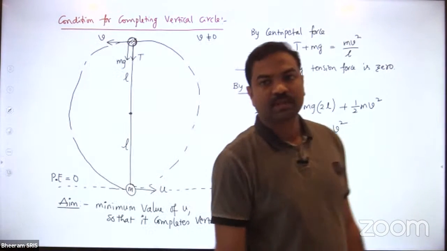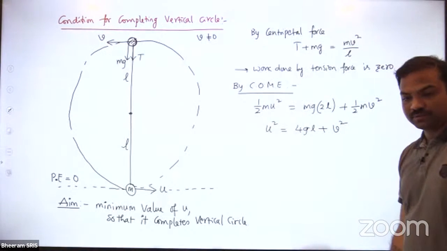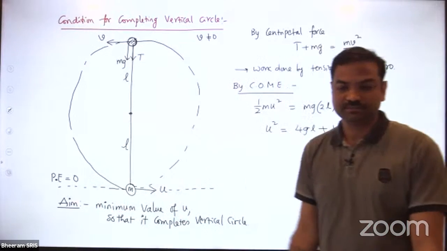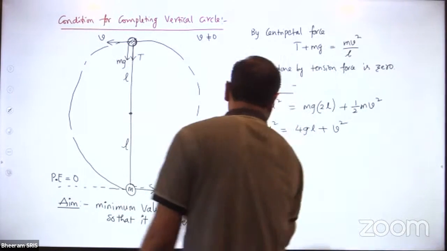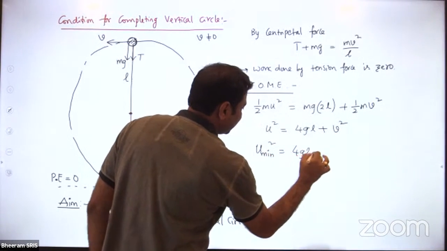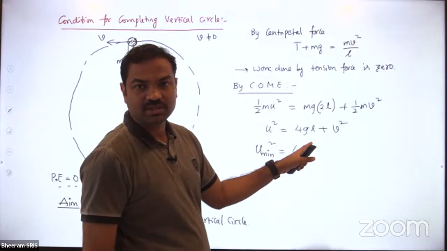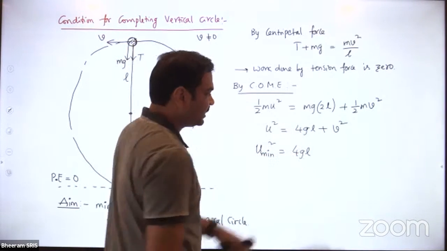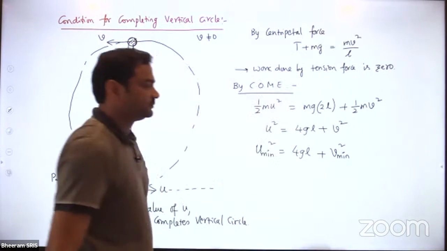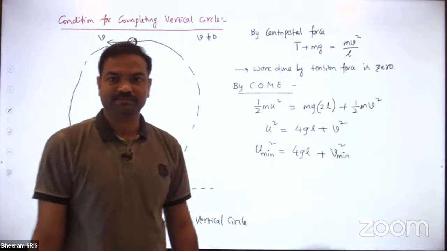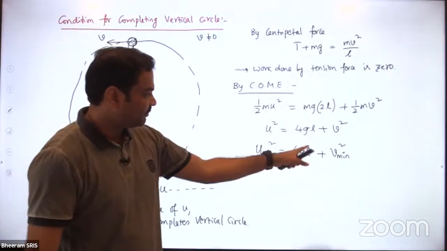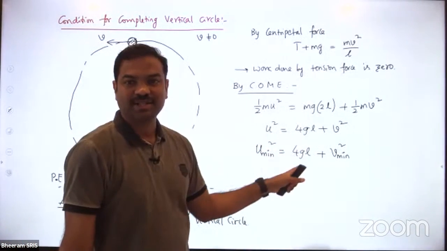Understood? What is the minimum value of u so that it is completing the vertical circle? This is our aim to find out. So I want to find out the minimum u value. If u value is minimum, can I say that 4gL is a fixed value? 4g is constant, L is also constant. Then if u value is minimum, automatically v value will become minimum. If u minimum, v minimum. Am I right or not? If this is minimum value, this has to be minimum value. Simple. And because this is a fixed value, this does not change.